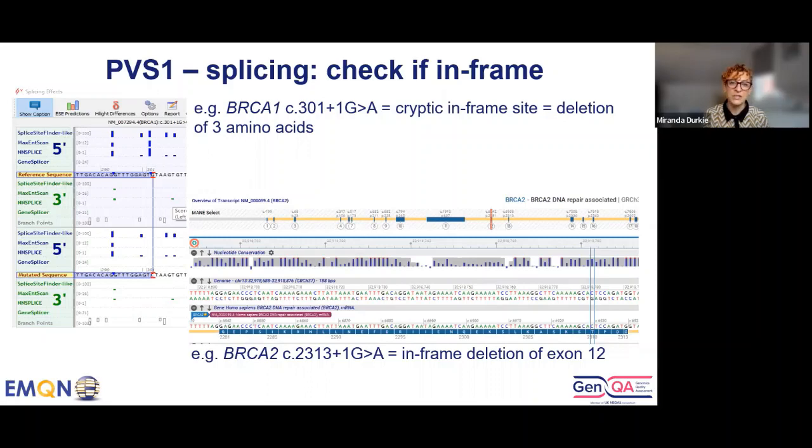Another way that it can be is you could get skipping of the whole exon, but the exon could be in frame, as we can see here for this BRCA2 example, a variant affecting the donor splice site of exon 12. You would get loss of exon 12, but this is in frame, and actually there is no functional domain associated with exon 12. It's functionally redundant, and there are alternative transcripts without this exon. So again, PVS1 would not be applicable in either of these cases. So be careful when you have the +1, +2s. Don't just apply PVS1 without having a closer look.